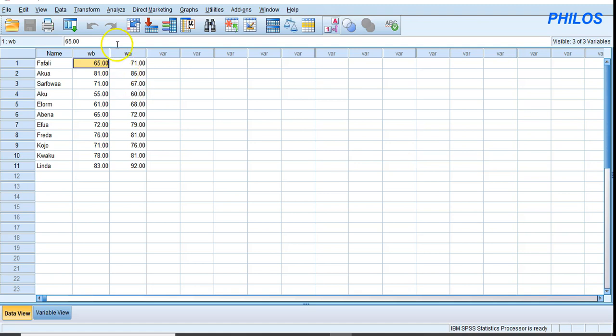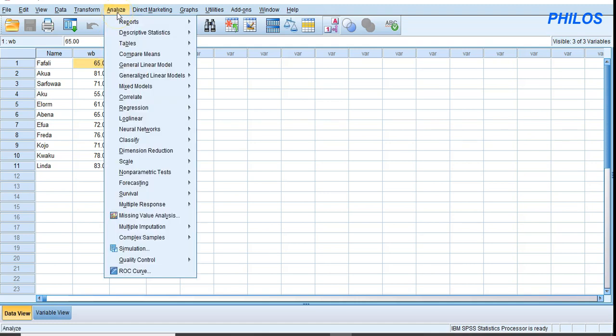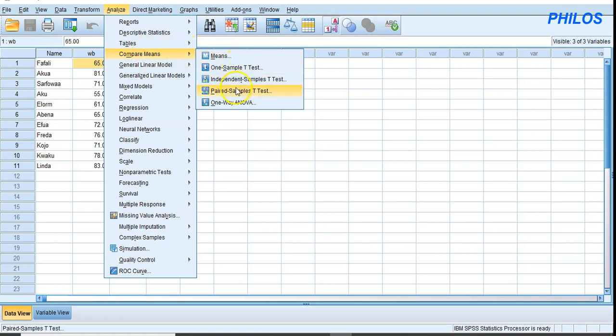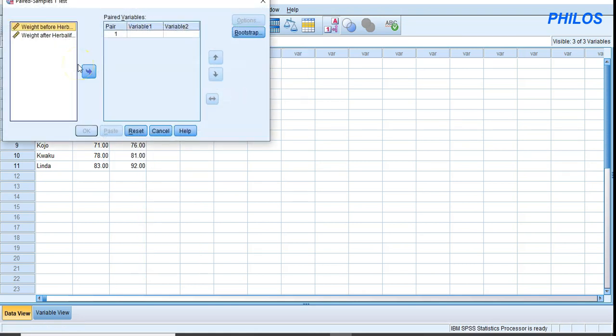So to do that, first we click on Analyze. Then we go to Compare Means. Then you move to the right and then come down to Paired Samples t-test. Then you click on it. Then the Paired Samples t-test dialog box displays. So first you select the weight before Herbalife in kg. Then you click on the arrow here to move it to variable 1. Then after that you click on weight after Herbalife in kg. Then you click on the arrow to move it to variable 2 here.